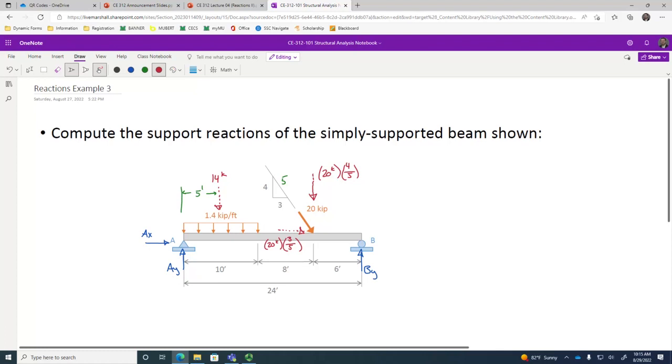So this is going to be 20 times 0.8, that's 16 kips, and this is 12 kips. Does that make sense? Is that okay? Shouldn't be too bad, right? Okay. All right. Now, let's start off with summing moments at A, and let's see what we get.